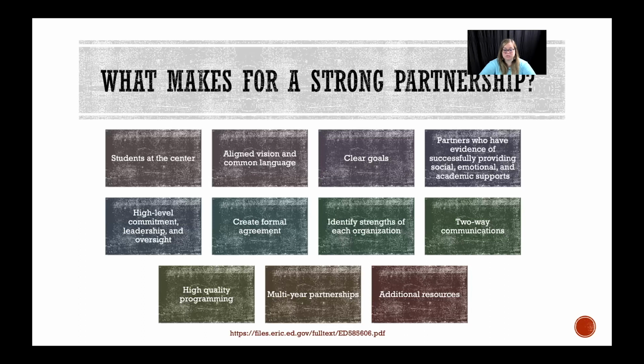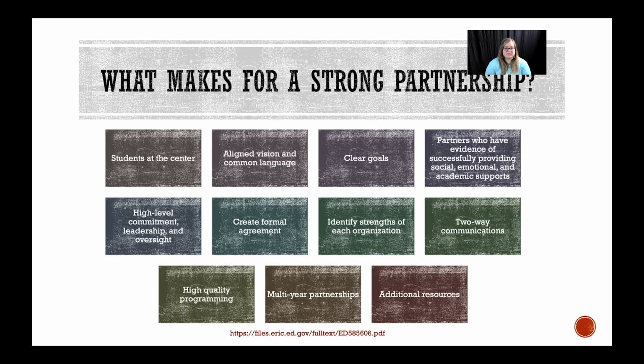What makes for a strong partnership? The Aspen Institute suggests strong partnerships are formed by putting students at the center. All partners approach the work with a commitment to putting students and their needs first. Having an aligned vision and a common language for successfully integrating social, emotional, and academic development with partners engaged in the visioning. Collaboratively developing clear goals and metrics that align with the vision, including a commitment to share data that can drive continuous improvement, if that is necessary.